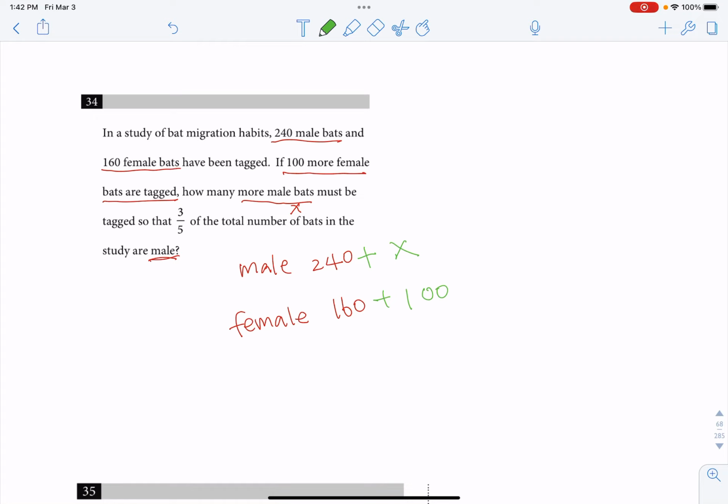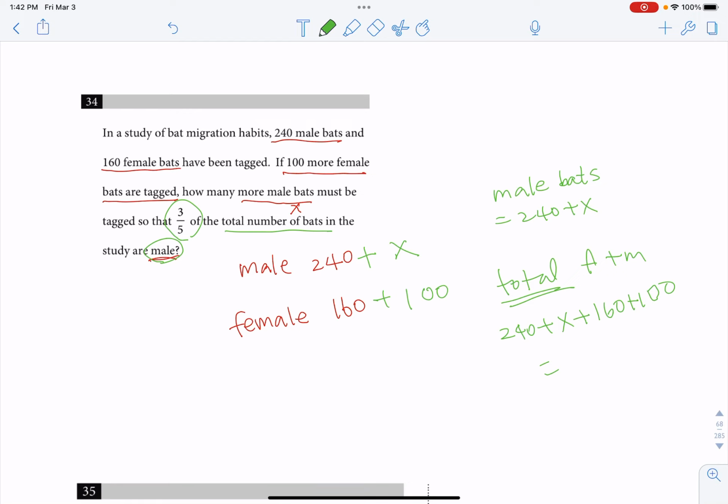Then to find the total number of bats and how many male bats: the total number of male bats will be 240 plus X, and then female and male together will be 240 plus X plus 160 plus 100. So in total, 240 plus 160 plus 100 will give you 500 plus X. So I will put the fraction as (240 plus X) over (500 plus X) equal to 3/5. And then you do cross multiply.